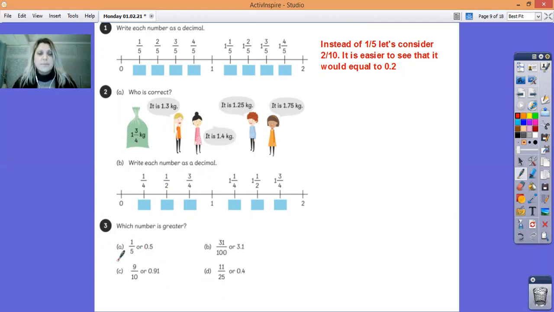For our third exercise, we will have to compare the fractions with the decimal number. So what we need to do is work out what kind of decimal number these fractions actually represent, and then we can make the comparison. Let's have a look at our worksheet.